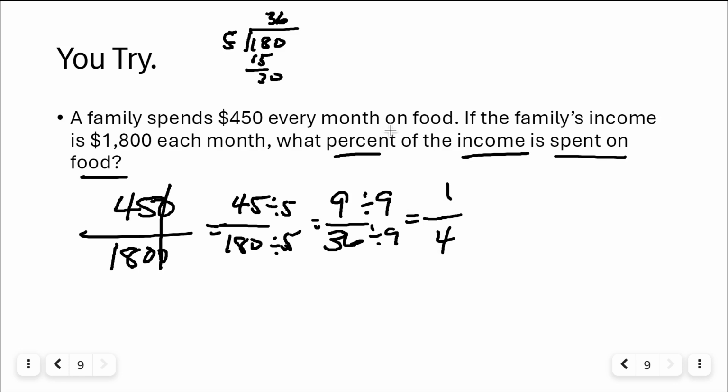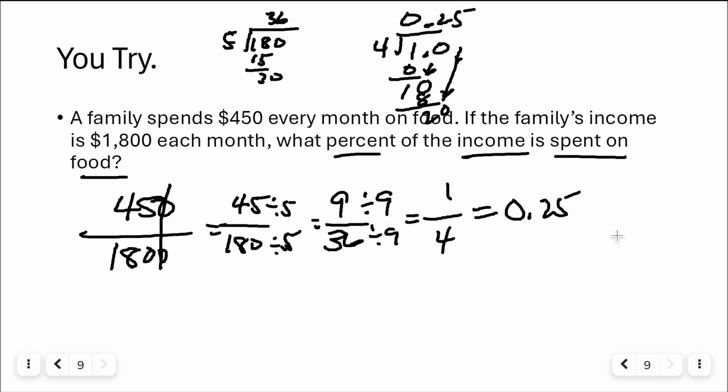Now, you may already know what percentage that is. If you do, that's great. Just write it. If you don't, keep going. 4 divides into 1. It doesn't. Put the decimal. Bring down the 0. 4 goes into 10 2 times. 8. 2 left. Bring down the 0. 4 goes into 20 5 times. This is 0.25. But as a percentage, that is 25%. Move the decimal 2 places over.